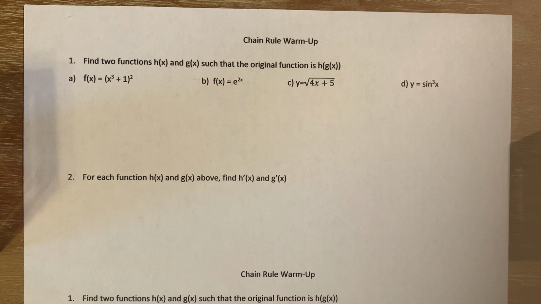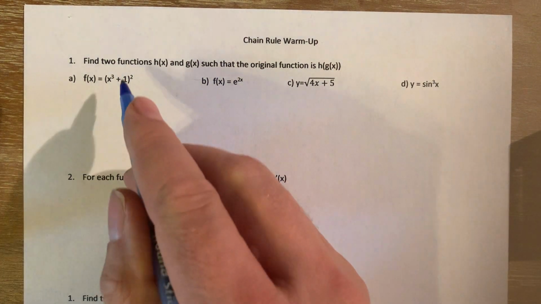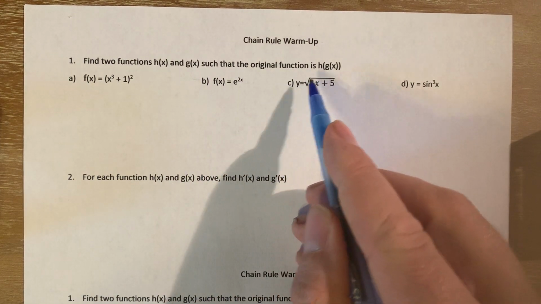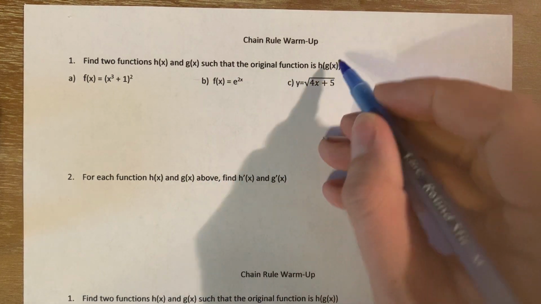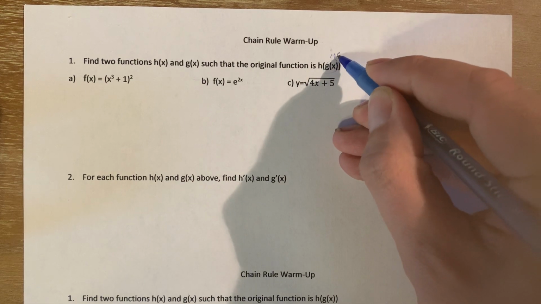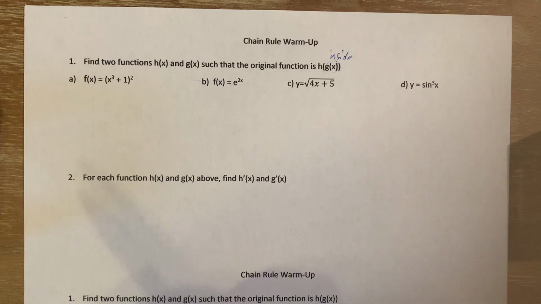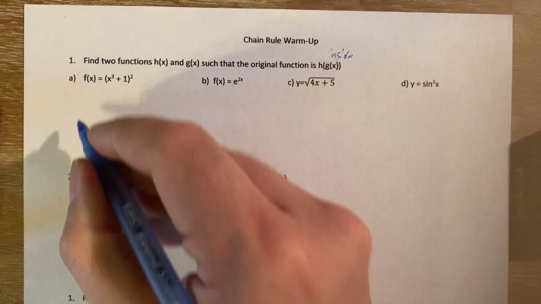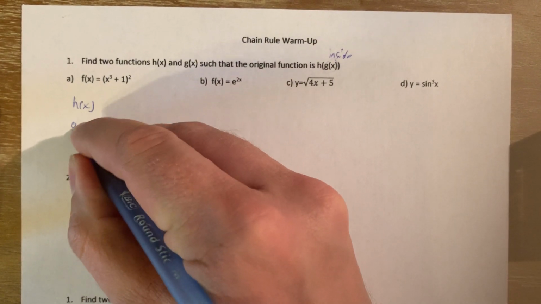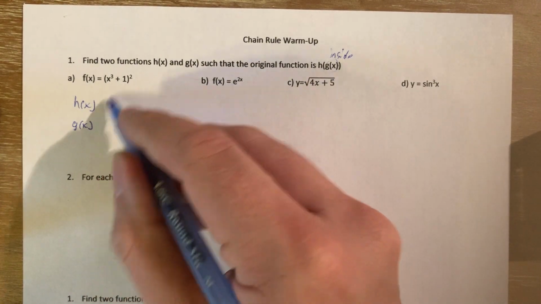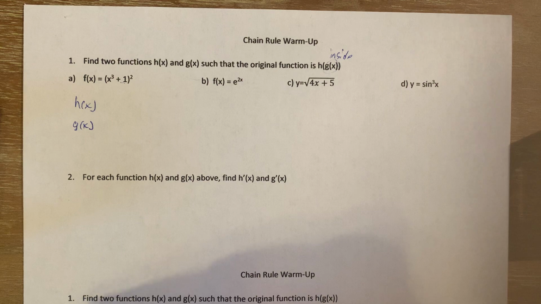So let's make sure we're all on the same page about composite functions. We're looking for two functions, h of x and g of x, such that the original function can be written as h of g of x. That means g of x is inside of h of x. So let's see how you guys do on this first one. What would h of x be and g of x be, so that you can think of it as g of x inside of h of x?